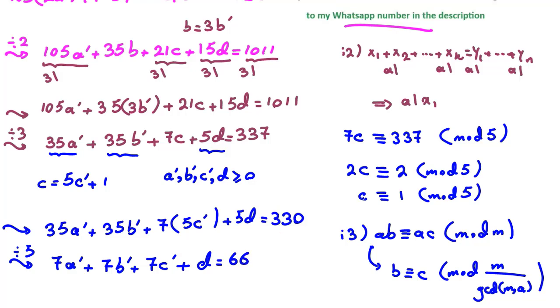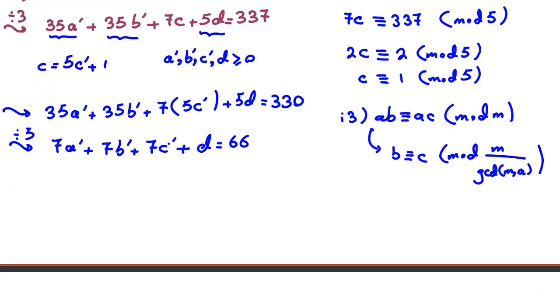66. Now, you can guess here we should consider mod what? Mod 7, because 7, 7, 7. So D mod 7 should be equal to 66, because the left hand side is D, the right hand side is 66. 66 is what? 63 is a multiple of 7. You can subtract, it will be 3 mod 7.